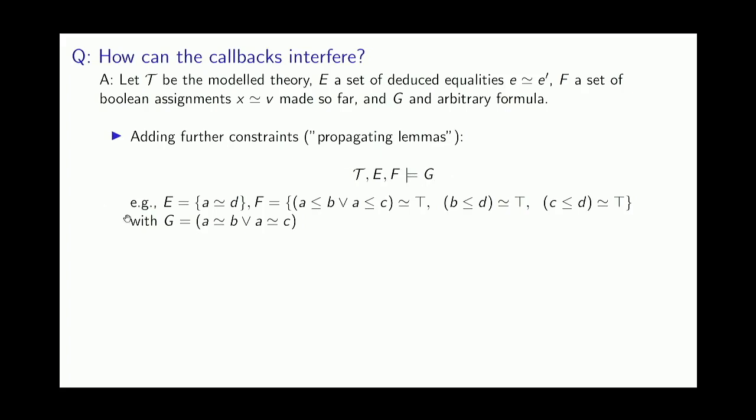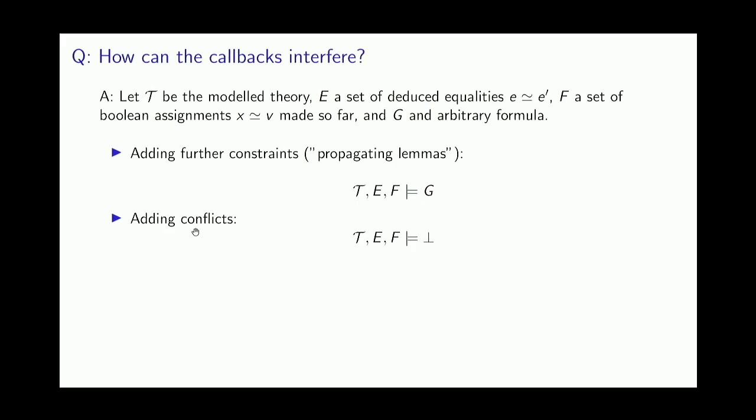For example, if we want to model some kind of transitivity, we can say, oh, A is equal to D. We already know this from the user propagator. We also know that A is smaller or equal than B, or A is smaller or equal than C is true, that B is smaller or equal than D, C is smaller or equal than D, and therefore we propagate now A is equal to B or A is equal to C. So we can propagate more or less any arbitrary formula.